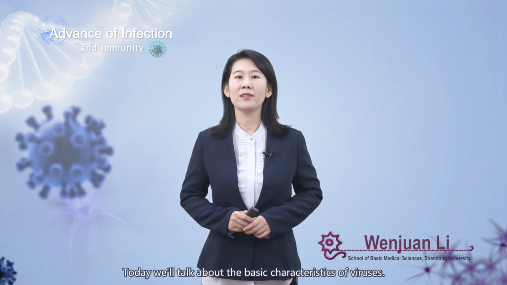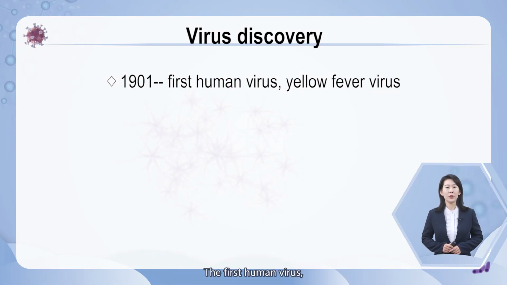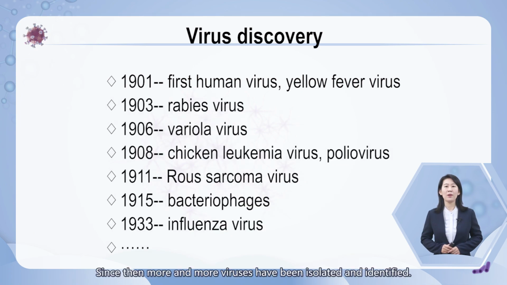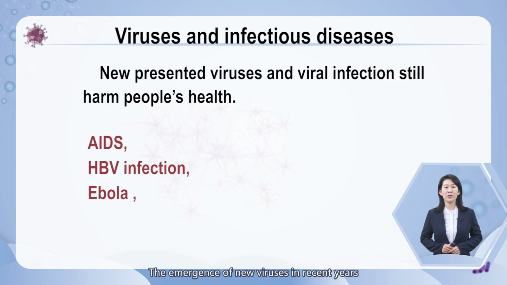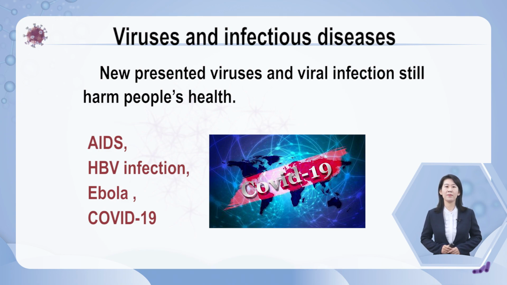Today, we'll talk about the basic characteristics of viruses. The first human virus, yellow fever virus, was discovered in 1901. Since then, more and more viruses have been isolated and identified. The emergence of new viruses in recent years continues to endanger human health. As we know, the COVID-19 pandemic that began at the end of 2019 has caused worldwide infection and deaths.